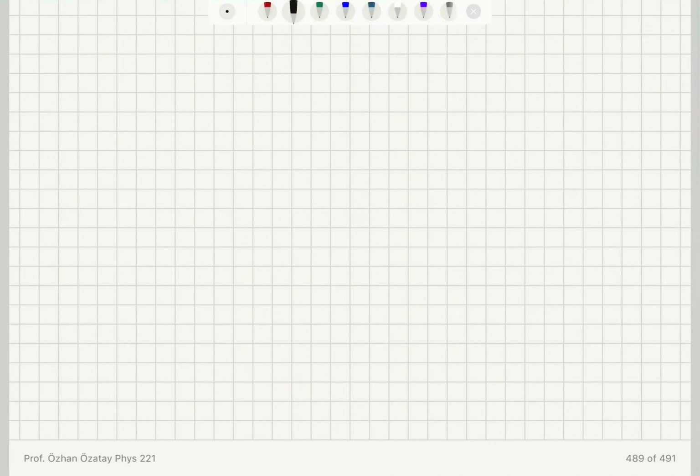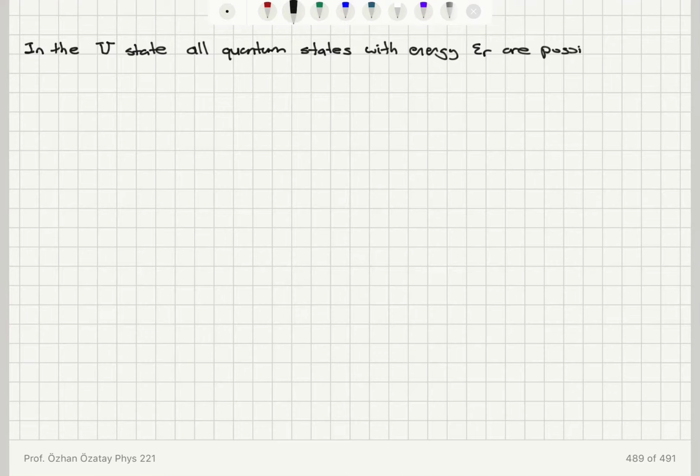Now, how do I find the probability of having it in the undissociated state? So in the U state, all quantum states with energy epsilon_r are possible. So I need to look at the probability of being in quantum state r, at quantum state r plus 1, at quantum state r minus 1, etc.